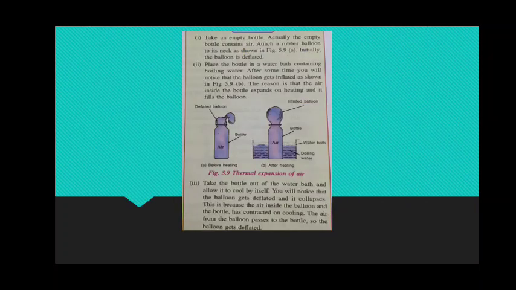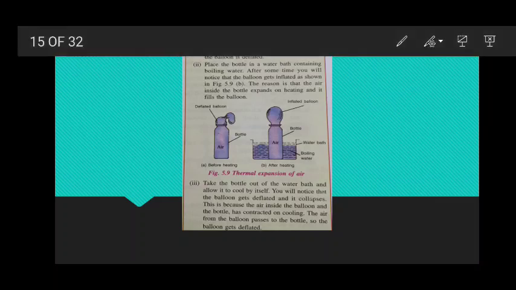So let's go through this activity. For this, take an empty bottle. Actually, what does the empty bottle contain? Air. When you take an empty bottle, there is air in it. So an empty bottle contains air. Attach a rubber balloon to its neck, as shown in the diagram.